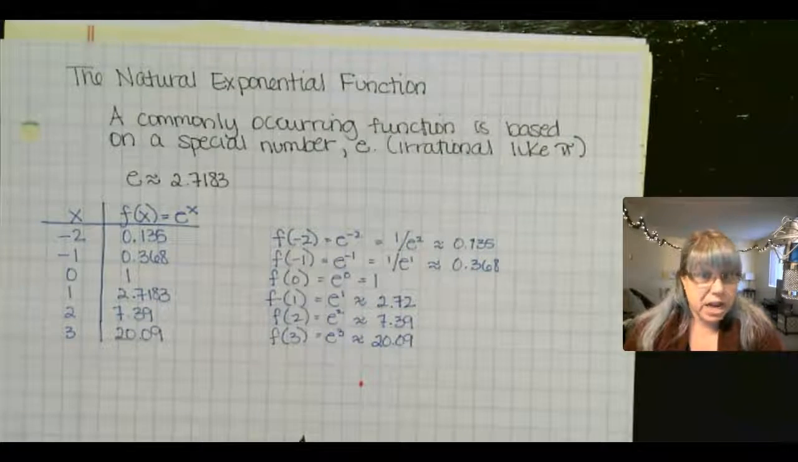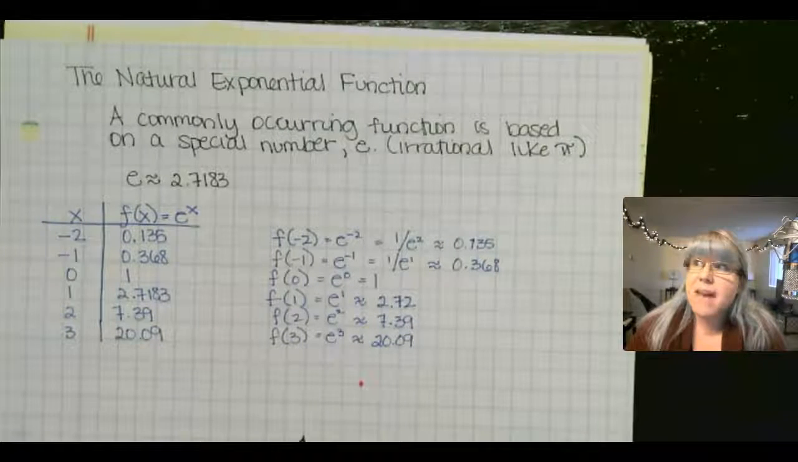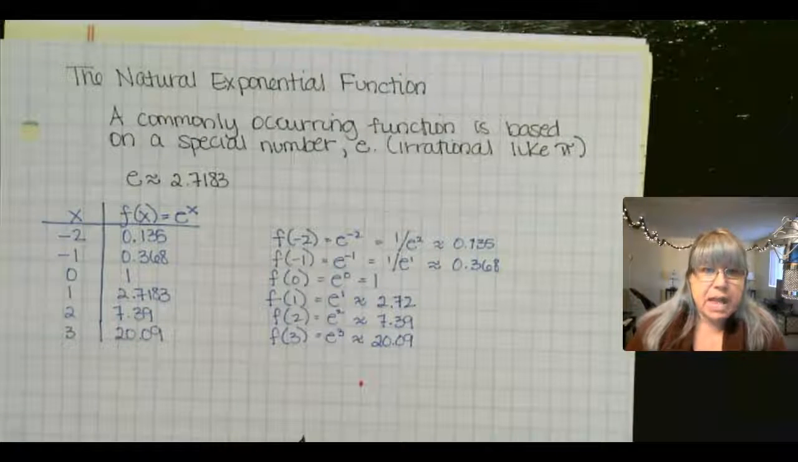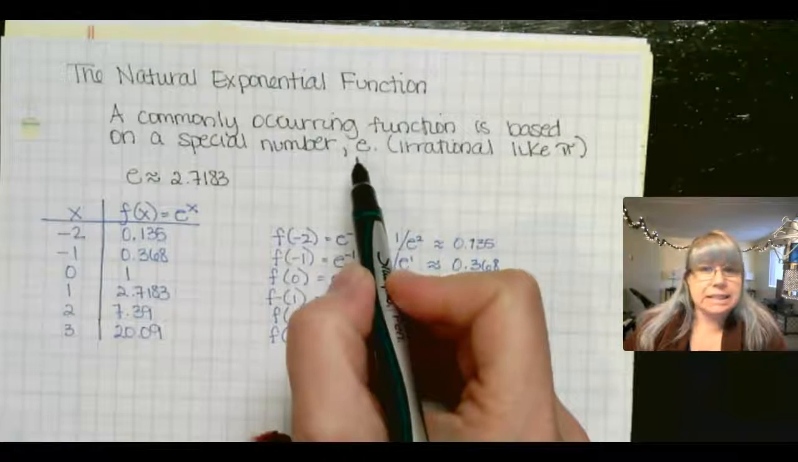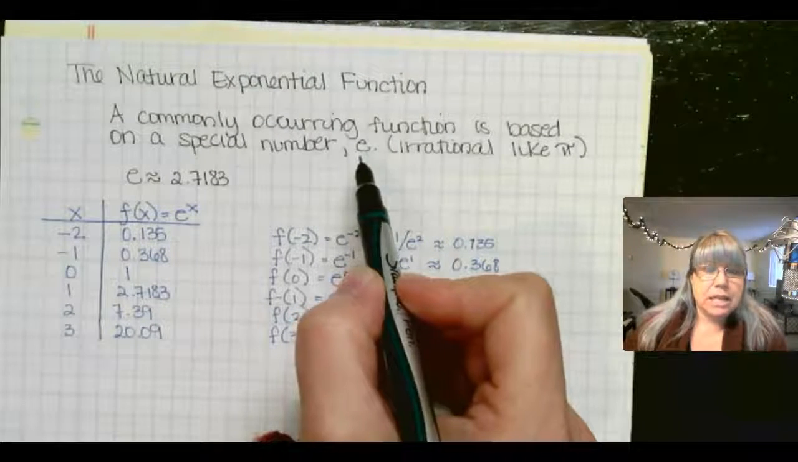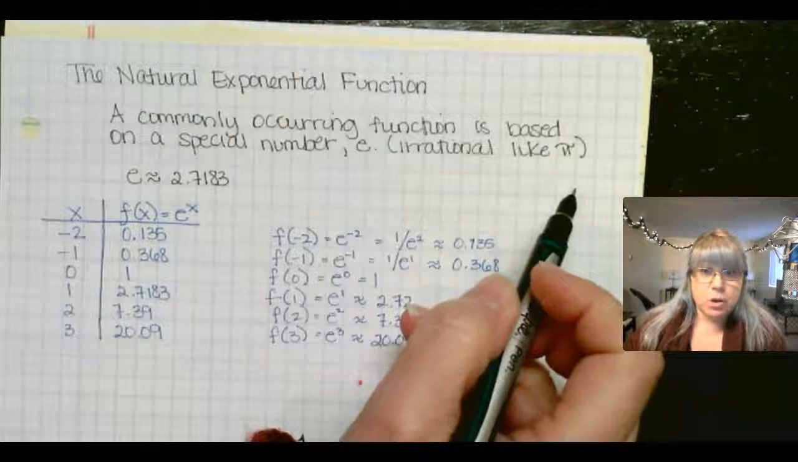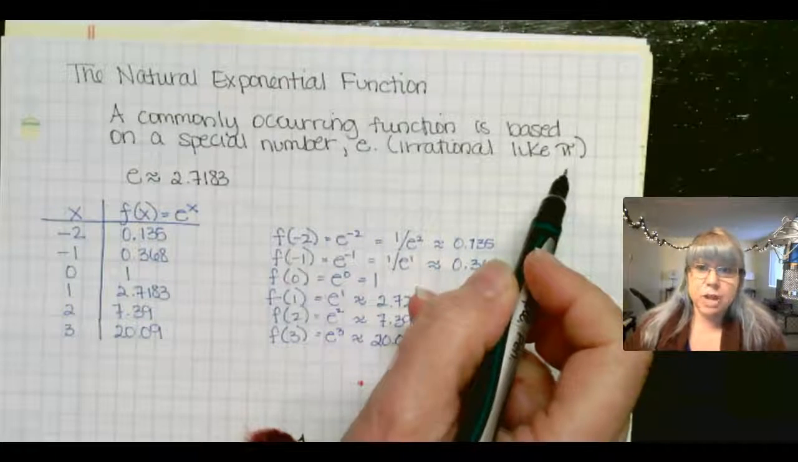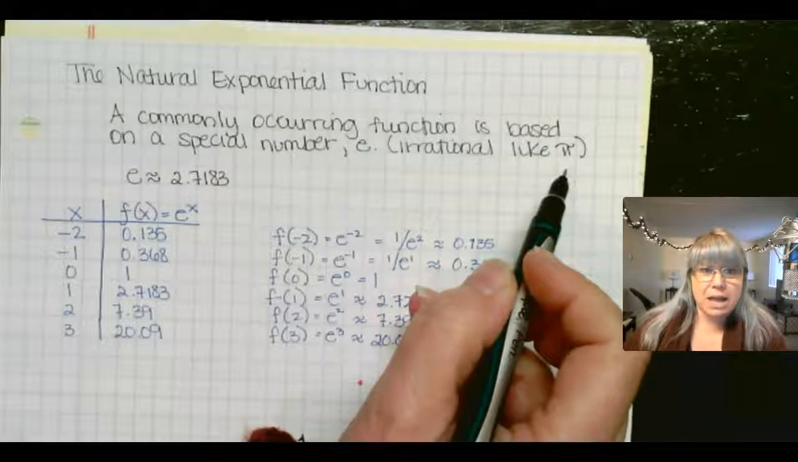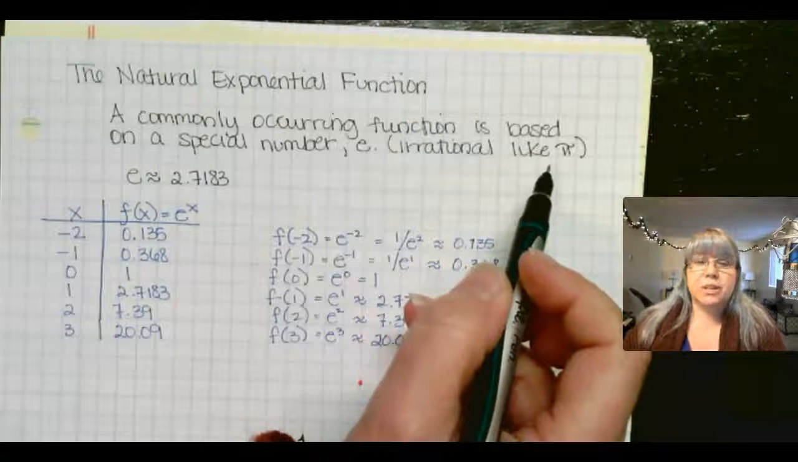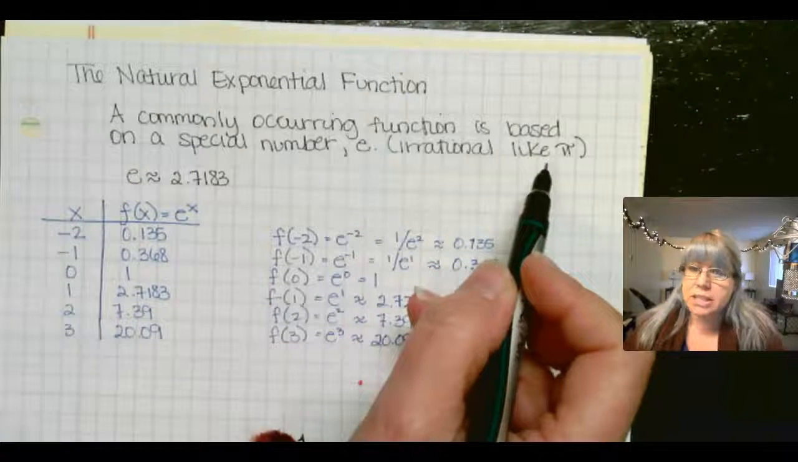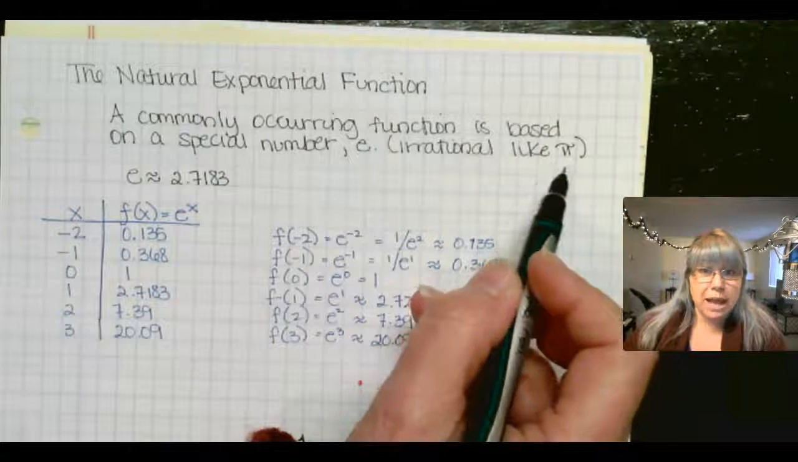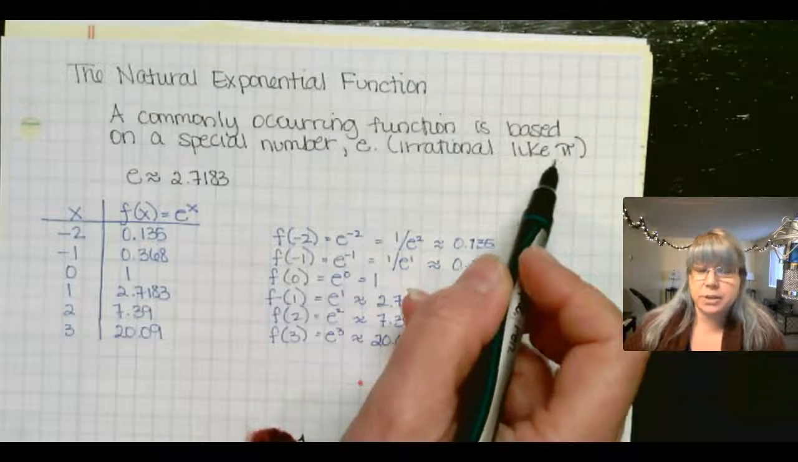Now we have another type of exponential function. It's the natural exponential function. And in fact, it happens so frequently that we gave it a special number, and we named that e. E is irrational like pi, you know, 3.14159 blah, blah, blah. That's our pi that we use in dealing with circles and radius and diameter and circumference and area of circles. We use pi. That's a very popular irrational number.